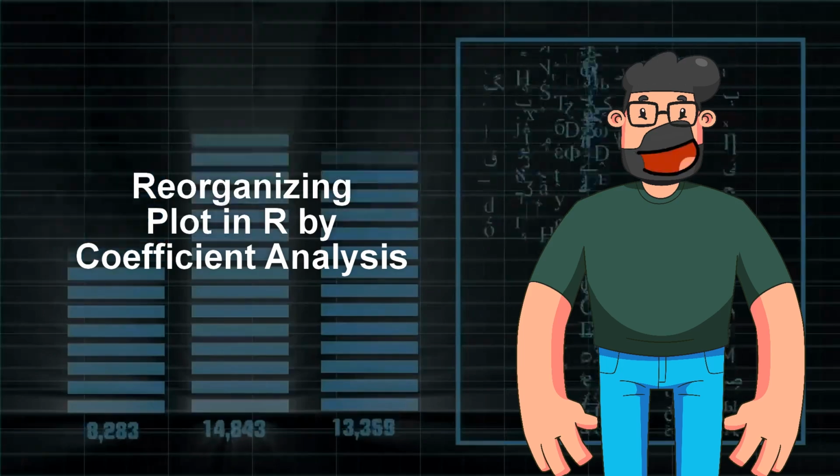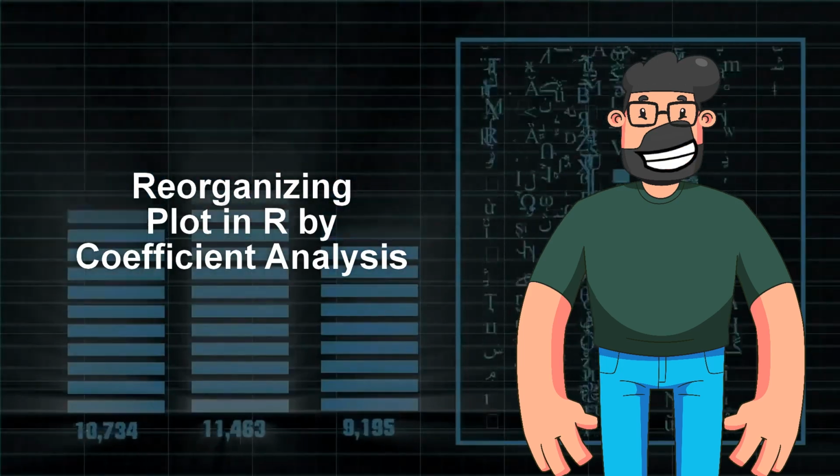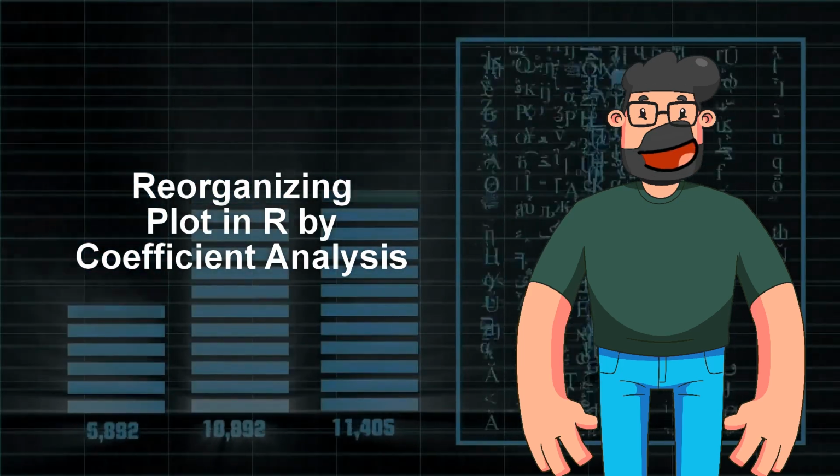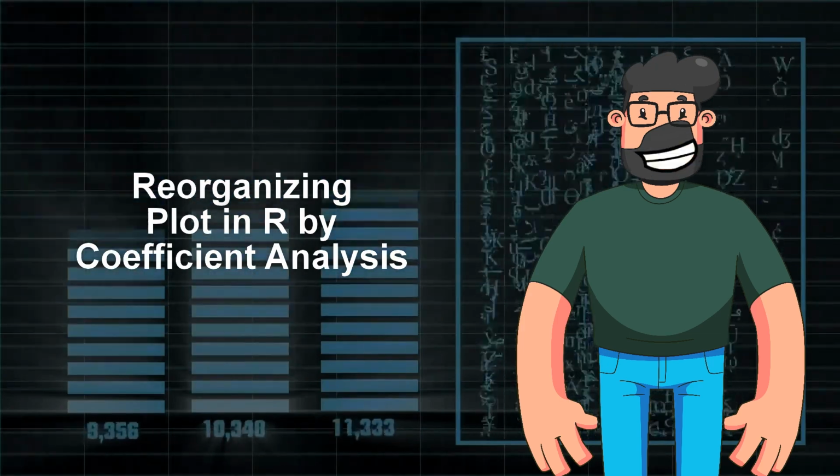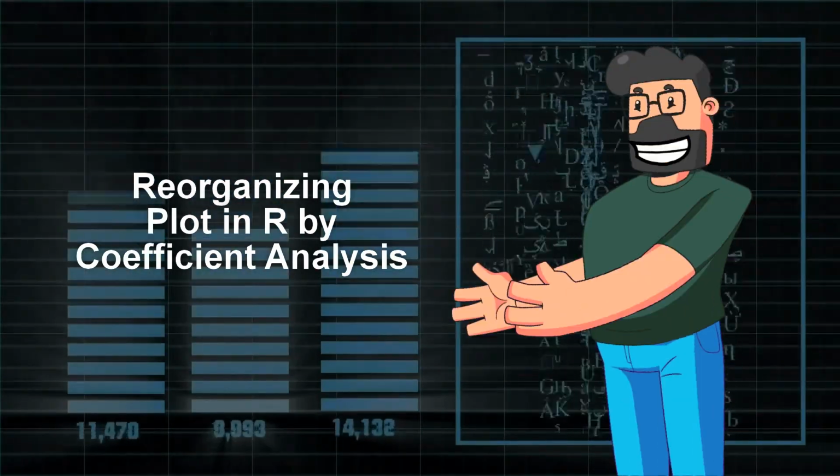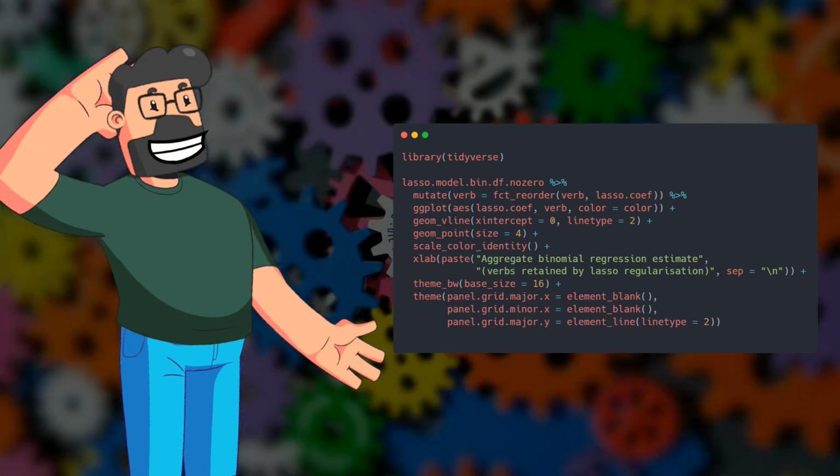So let's talk about a common problem that many R users face when plotting out aggregate binomial regression estimates. The challenge at hand was how to flip the plot vertically in the base package and reorganize the x-axis based on the size of the estimate. Quite the head-scratcher, right? Now, let's dive into the solution for the issue we faced earlier.